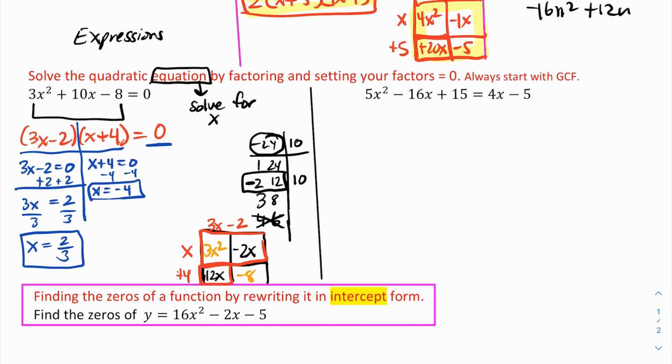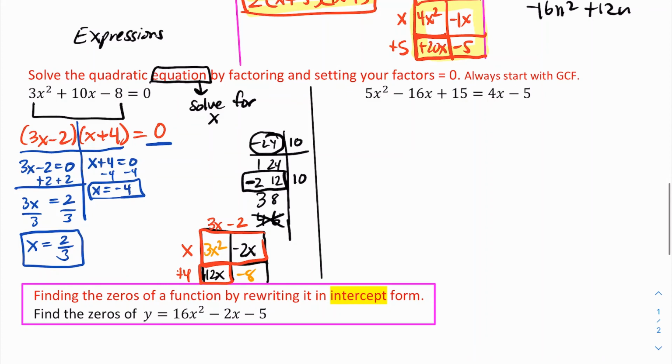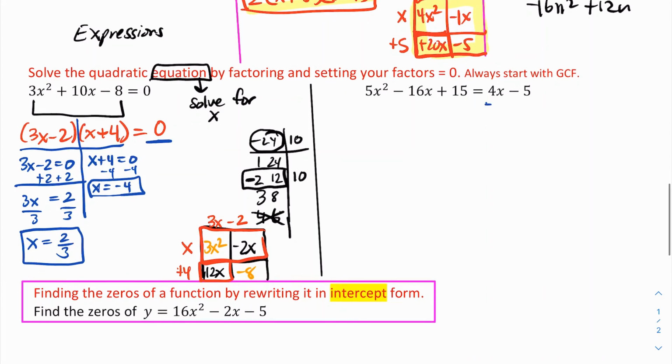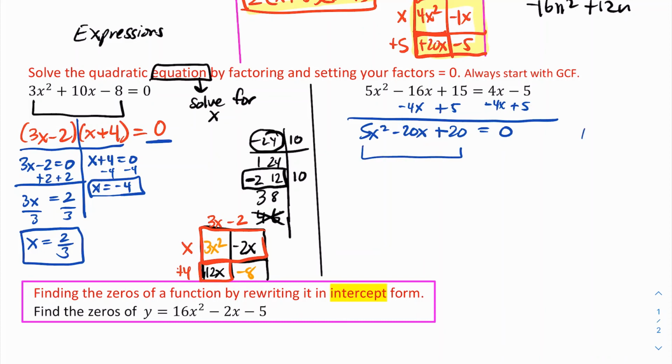All right, for the next one, we need to set this equation equal to 0. You always want the x squared to be positive, which is this one. So I'm going to move these two terms to this side. So that gives me 5x squared minus 20x plus 20 equals 0. Again, don't forget the equal sign. Now, if you wanted to, you could start factoring here and do 100 equals negative 20. I'm not going to do that, but that would work.